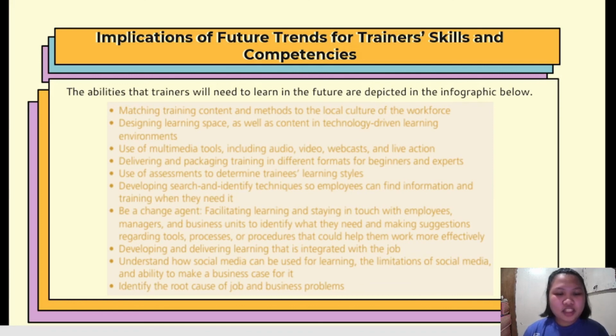Be a change agent, facilitating learning and staying in touch with employees, managers, and business units to identify what they need and making suggestions regarding tools, processes or procedures that could help them work more efficiently. Developing and delivering learning that's integrated with the job. Understand how social media can be used for learning, the limitations of social media, and the ability to make a business case for it, and identify the root cause of job and business problems.